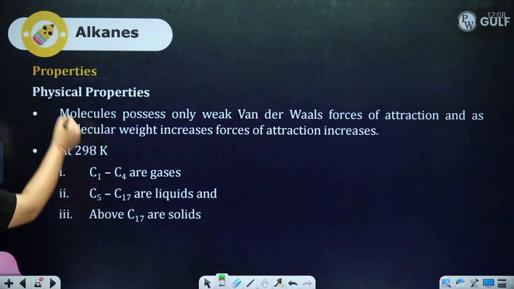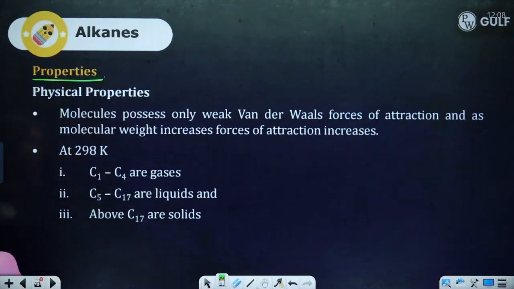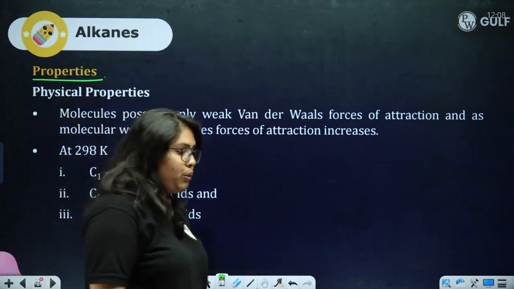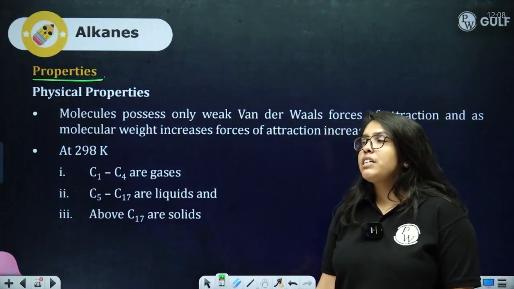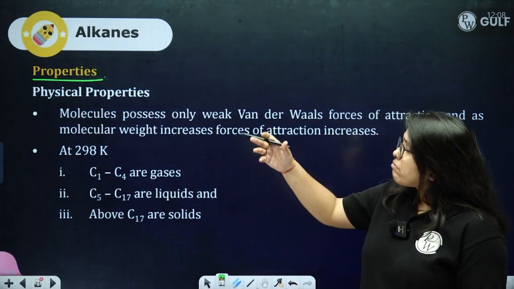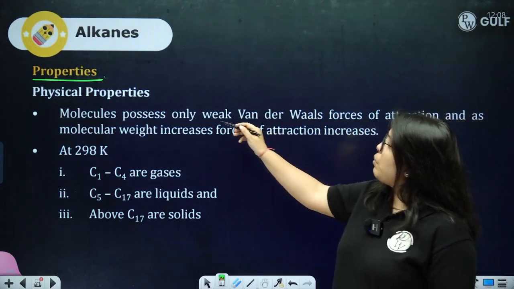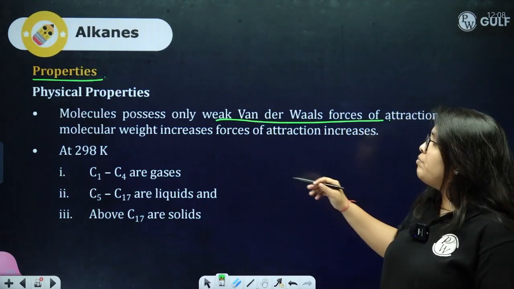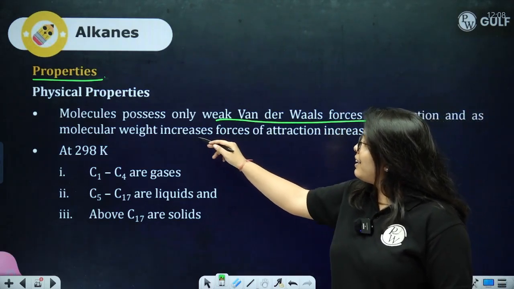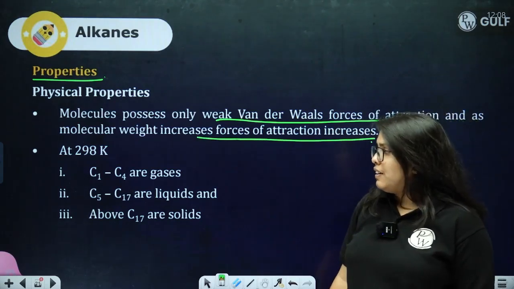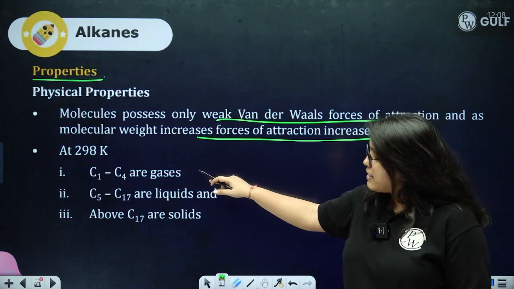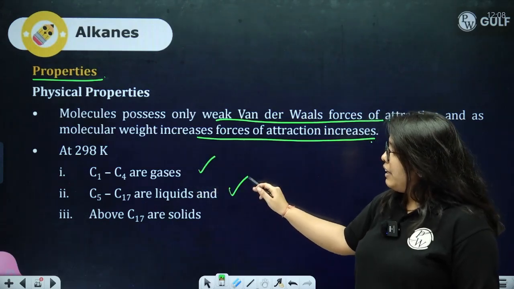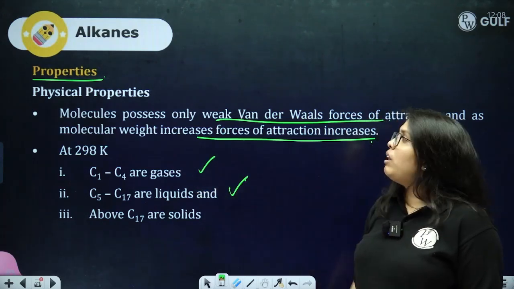Now, what are the properties? See, properties are of two types, physical as well as chemical. So, let's now try to see the physical properties. Molecules possess only weak van der Waals forces of attraction, and as molecular weight increases, forces of attraction increase. Thereby, C1 to C4 are gases, C5 to C17 are liquids, and above C17 they are all solids.